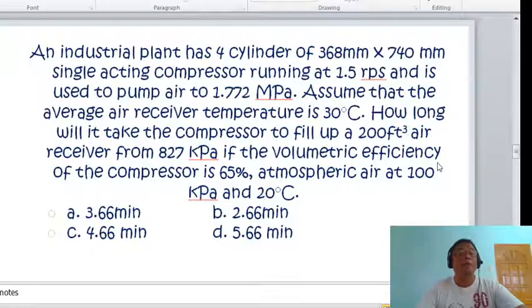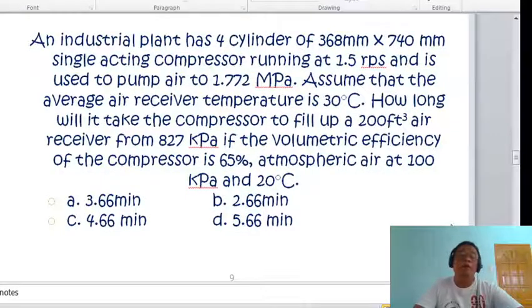So we have here another example. An industrial plant has 4 cylinders of 386 mm by 740 mm single acting compressor running at 1.5 revolutions per second, and it is used to pump air to 1.772 megapascals. Assume that the average air receiver temperature is 30. How long will it take the compressor to fill up the 200 cubic feet air receiver from 827 kilopascal if the volumetric efficiency of the compressor is 65%? Atmospheric air is at 100 kilopascal and 20. Again, this is a multiple choice question. A is 3.66 minutes, B is 2.66, C is 4.66, and D is 5.66 minutes.